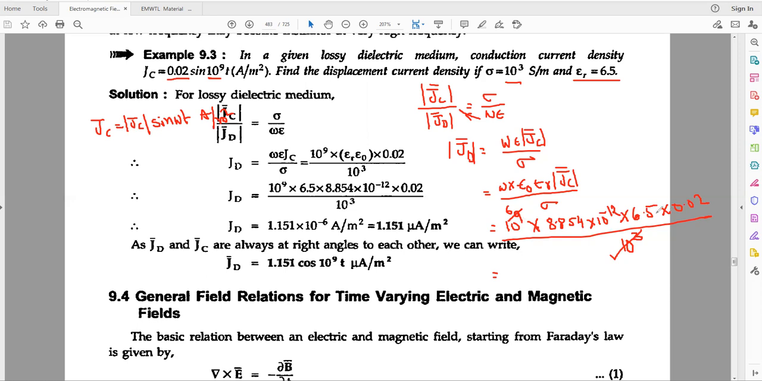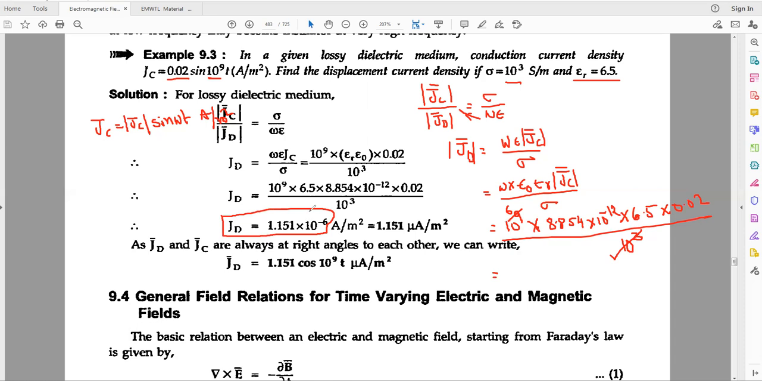And further you can simplify this, multiply the function. 6.5 is 65 by 10 and the 2 by 10 is 2 by 100. You'll get again the denominator 10 power 3, and here also 8.854 means here 10 power 3. So 10 power 3 and 10 power 3 cancel, 10 power 6 also. Finally we got JD equal to 1.15 into 10 power minus 6. Okay, it is microampere per meter square.